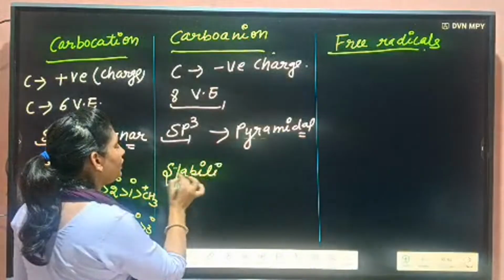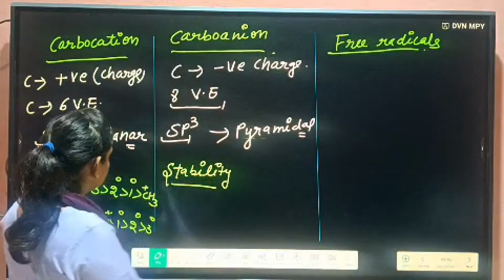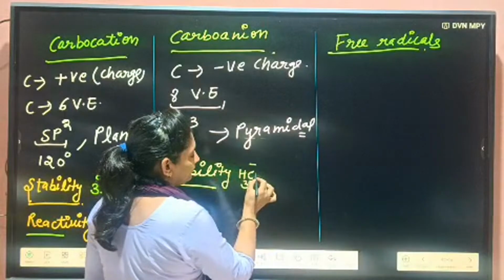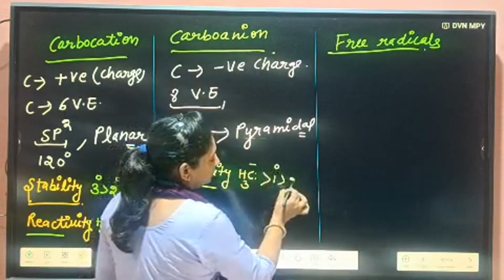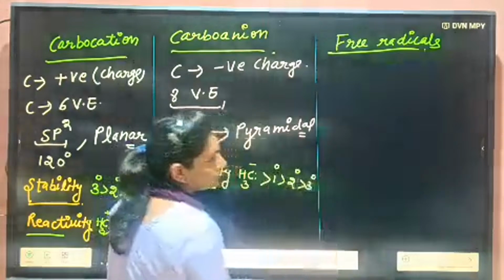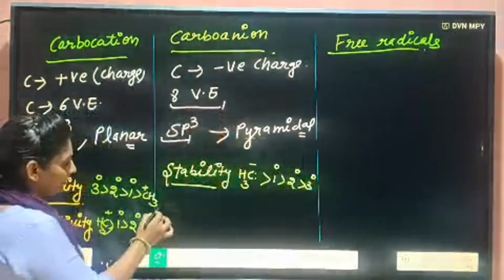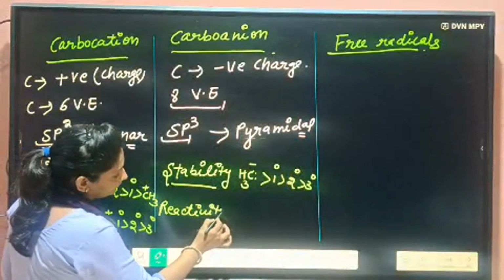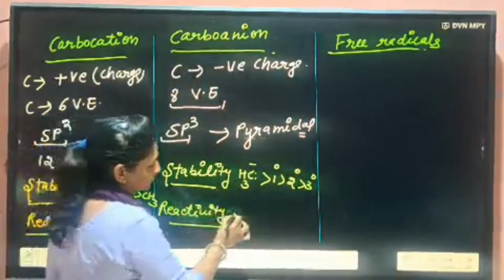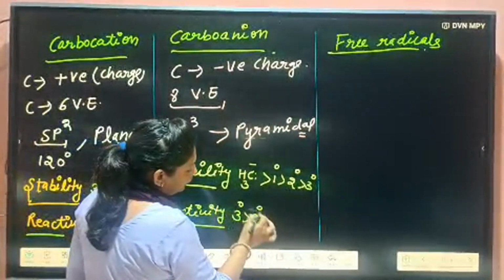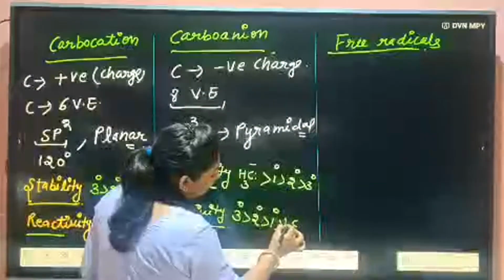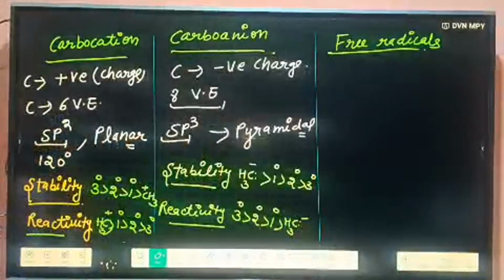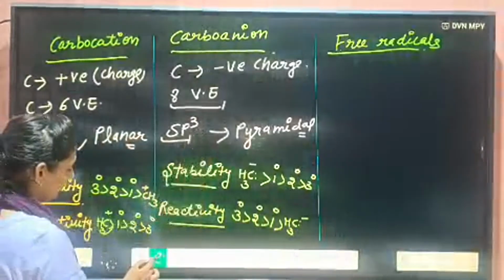Stability order will be reverse, just opposite to the carbocation. Primary, secondary and tertiary. And reactivity order just opposite: 3 degree, 2 degree, 1 degree, methyl. Clear or not? Yes. Then free radical.